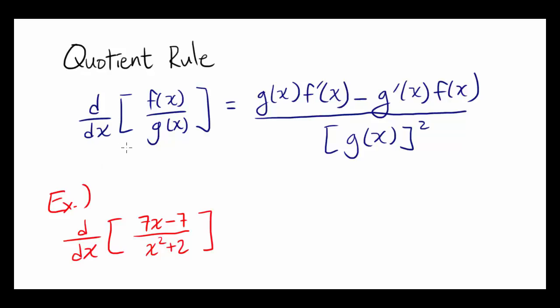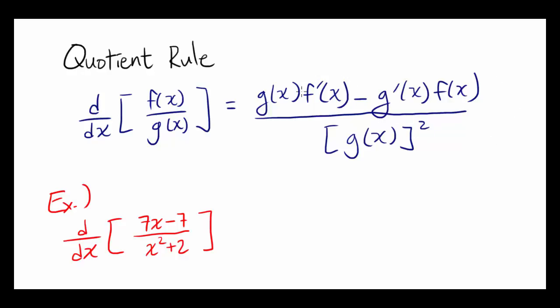We know the product rule, so now let's talk about the quotient rule. The quotient rule states that the derivative of the quotient of two functions, in this case f of x and g of x, is equal to the bottom function g of x times the derivative of the top function minus the derivative of the bottom function times the top function, all over the bottom function squared.